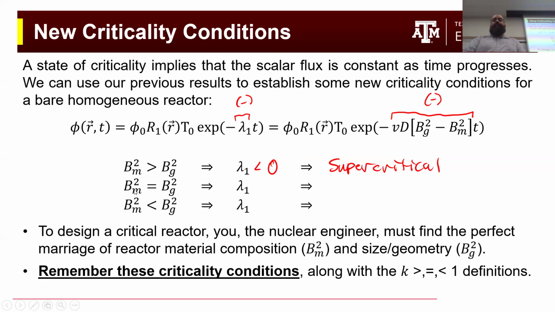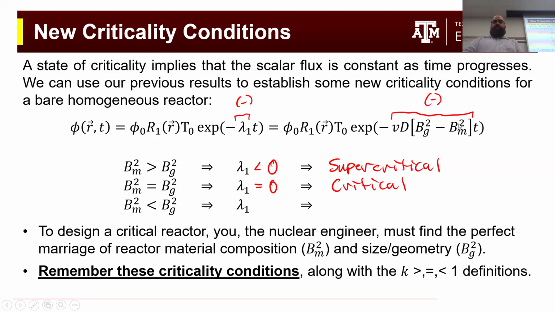If these are exactly equal to each other, then I'm going to have a zero inside of the exponential, and e to the zero is a constant. It's one. And also if BM squared equals BG squared, that means that this lambda 1 has to match that value, which would be zero. That means lambda 1 is zero, and in that case, our configuration is critical because we have e to the zero, which means that there's no time dependence. And that means that our neutron flux is going to be steady with time.